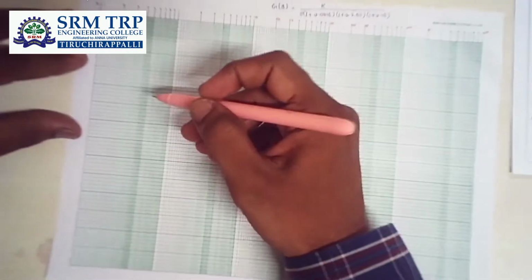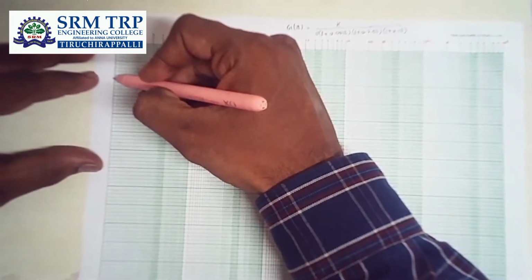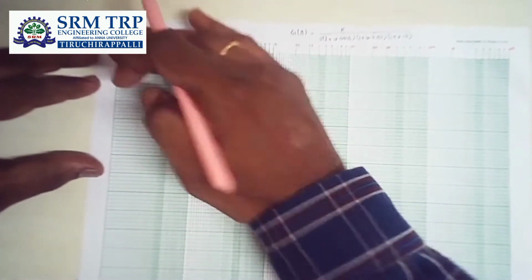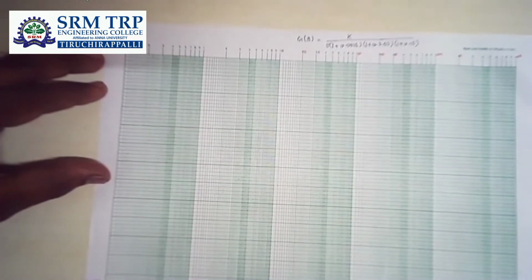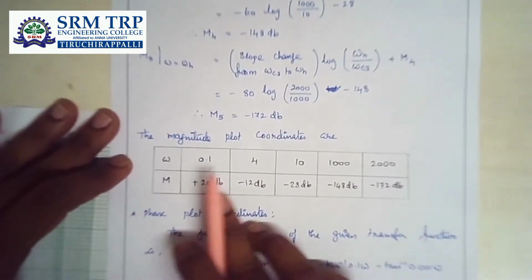And if you notice along the y scale there are 7 sections. So 7 units are available along y scale. So it is mandatory to know how to choose the scale for your Bode plot. So first let me show you the coordinates of magnitude plot. So for this case, this is the magnitude plot coordinates.